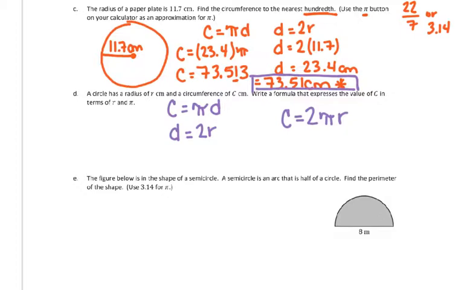But we're going to kind of end this lesson with part E. And part E says the figure below is in the shape of a semicircle. A semicircle is an arc that is half of a circle. So imagine that if I was going to continue this circle, I would just have the other half of that circle there. But since I don't, I can't use that information. So we need an equation that will allow us to find the perimeter of the shape, or the circumference of this half of our circle.